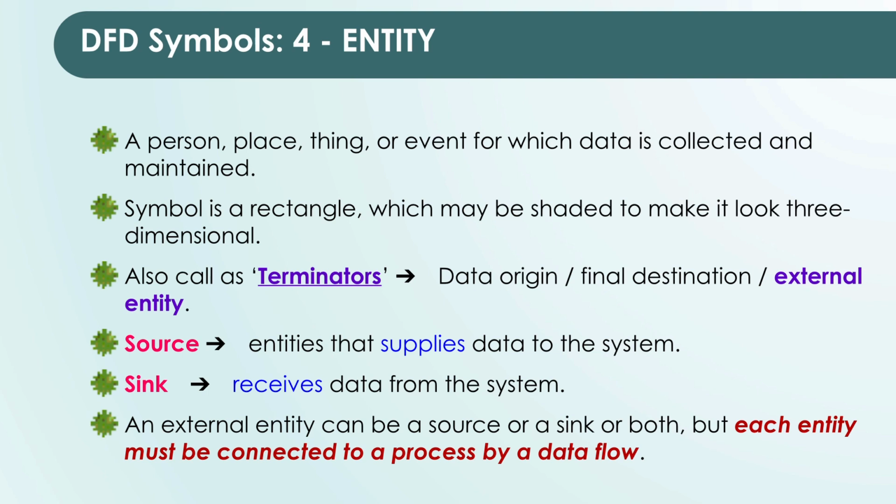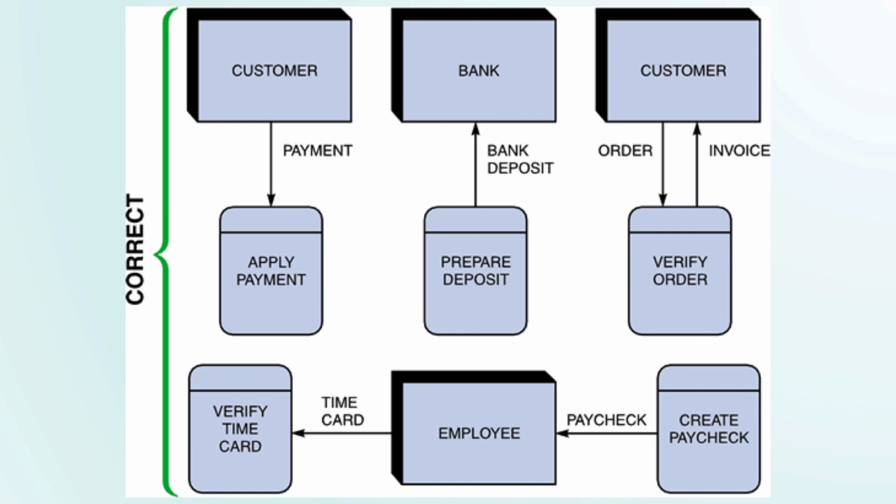The source entity is the entity that supplies data to the system. That is the data origin entity. And the sink is the one that receives data from the system, or the final destination of the data. Same as the other symbols, the entity's name must be written in capital letters and placed in the rectangle, in the box. It must be a capital letter, it must be a noun, and it is placed in the rectangle.